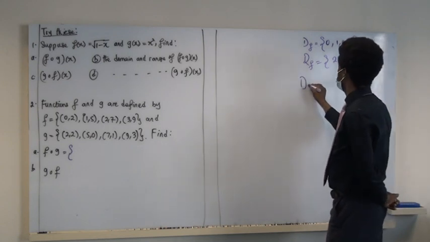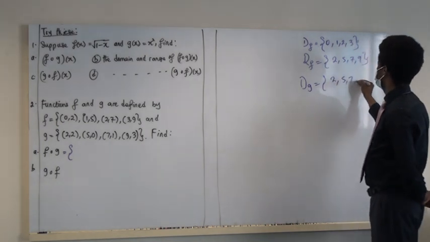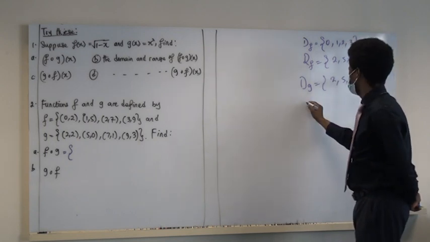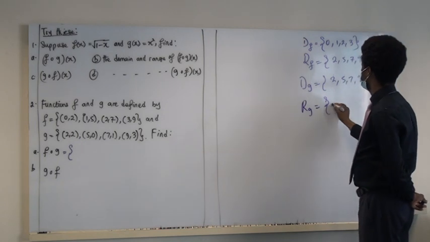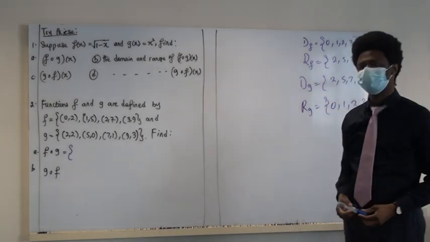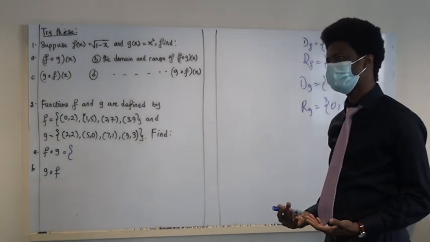What about the domain of g? 2, 5, 7, 9. Okay. What about the range of g? 0, 1, 2, 3. This makes it clearer for you.